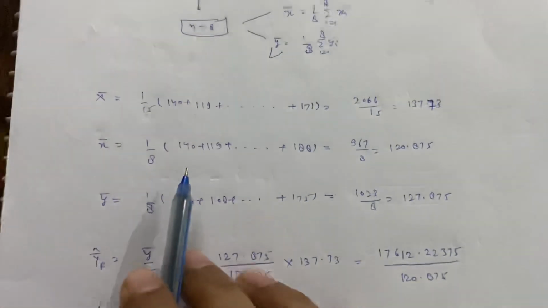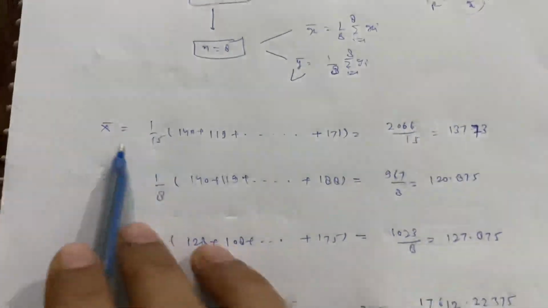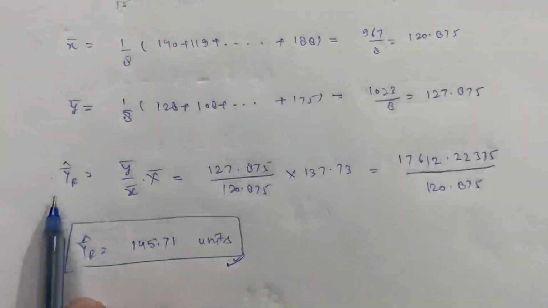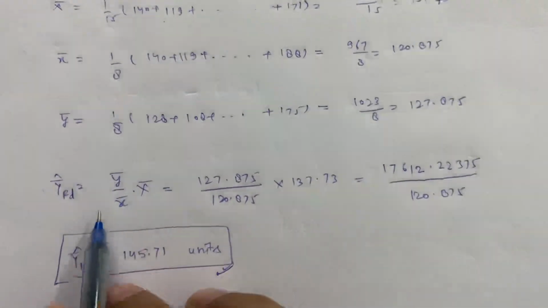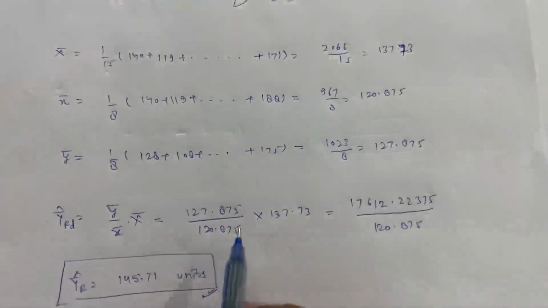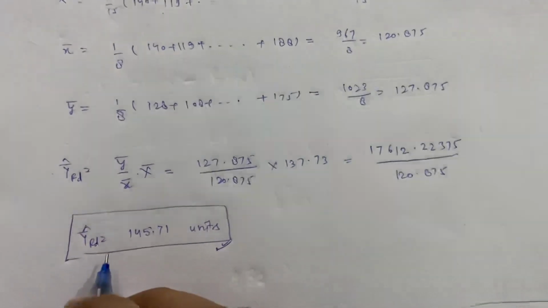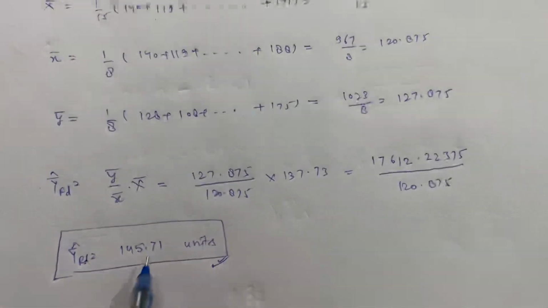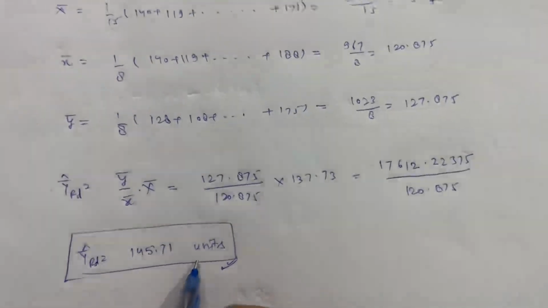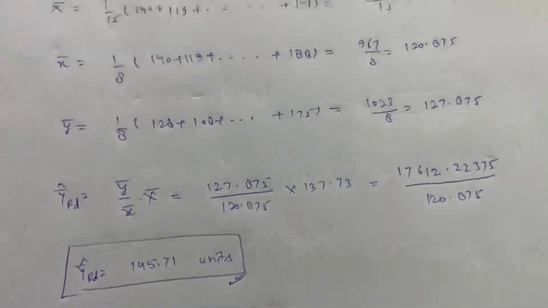In the same way, calculate small x bar and y bar, and now put these values into this formula. This is the formula for the ratio method of estimation in double sampling. Now put in the values and solve it, then you will get the ratio method estimate under double sampling. This is the average yield of the 200 orchards, which is what we need to find.